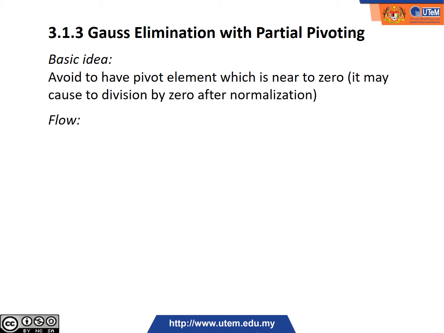of elementary row operations. The basic idea of Gauss elimination with partial pivoting process is to solve the equivalent system, which is in a simpler form compared to the original linear system, and also to avoid having the pivot element near to zero, since this may cause division by zero after normalization.